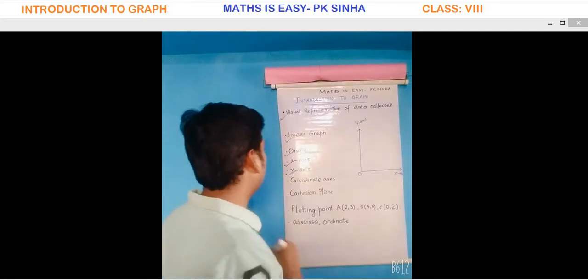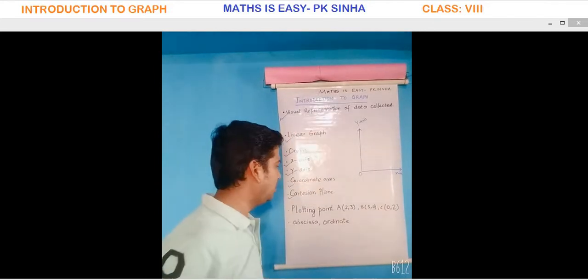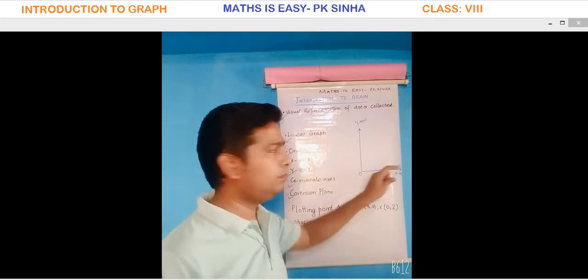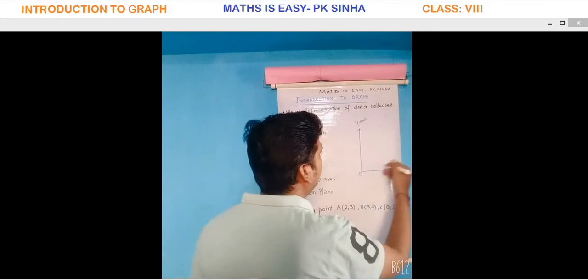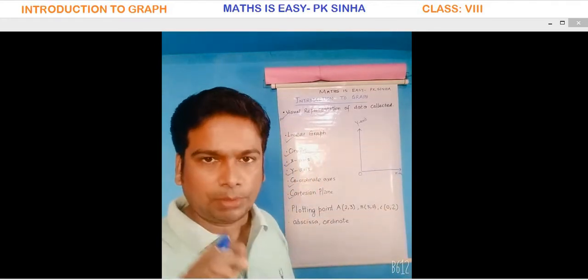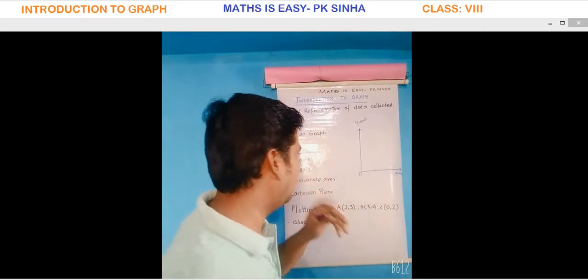Okay, now coordinate axis you have understood, Cartesian plane you have understood. Now plotting of point A(2, 3). Let us try to plot this point. A is a point in this graph somewhere. We have to locate its position, the position of A(2, 3) in this graph.